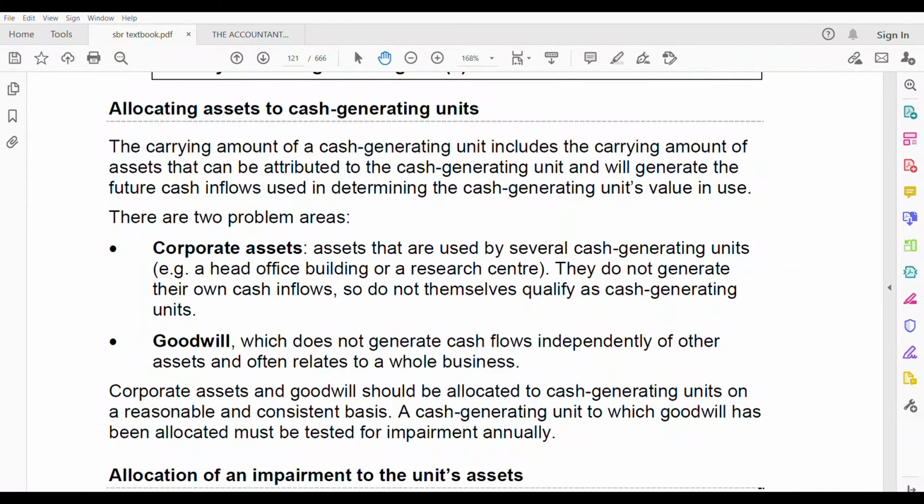Now we need to allocate assets to the cash generating unit. How to do that? Because a cash generating unit is a group of assets, right? So we need to allocate the assets to the cash generating unit. CGU, the short form.